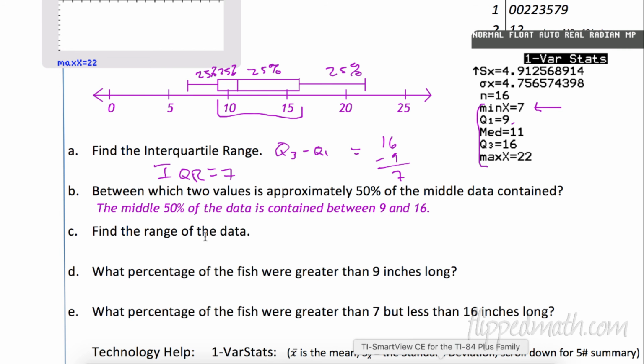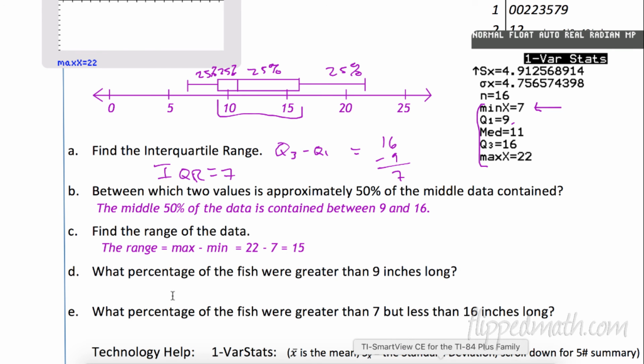All right, find the range of the data. Remember the regular range, it's the maximum value minus the minimum value. So the range equals the max minus the min, so that's 22 minus 7, so that is 15.